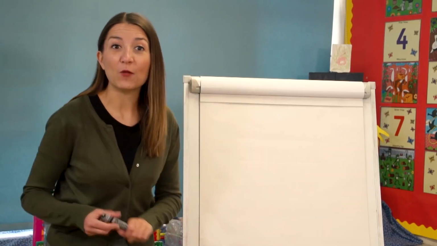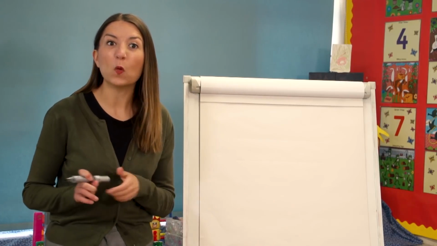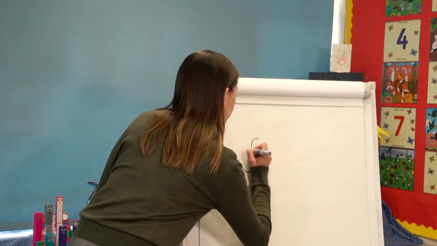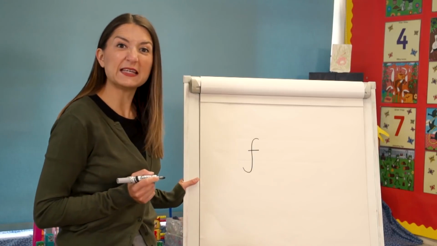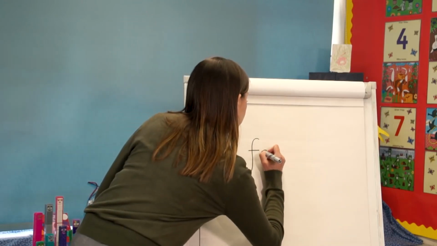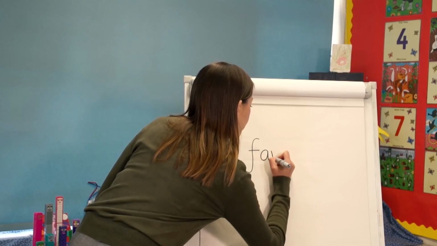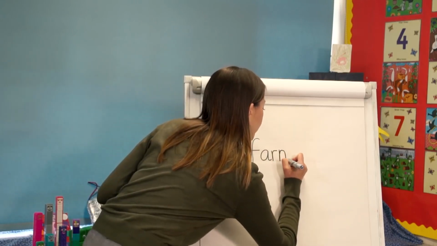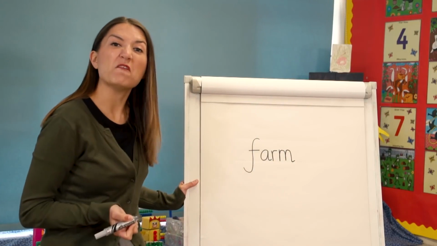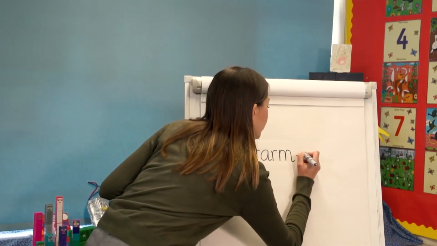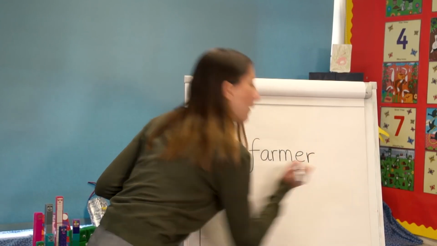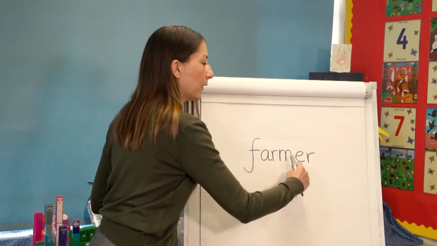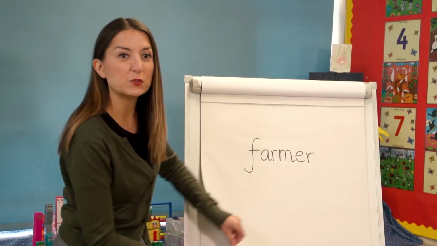Watch me write farmer. And remember, I need four sounds. My first sound is f. My second sound is a digraph, ar. My third sound is m, and my fourth sound is also a digraph, er. Farmer. Now it's your turn.